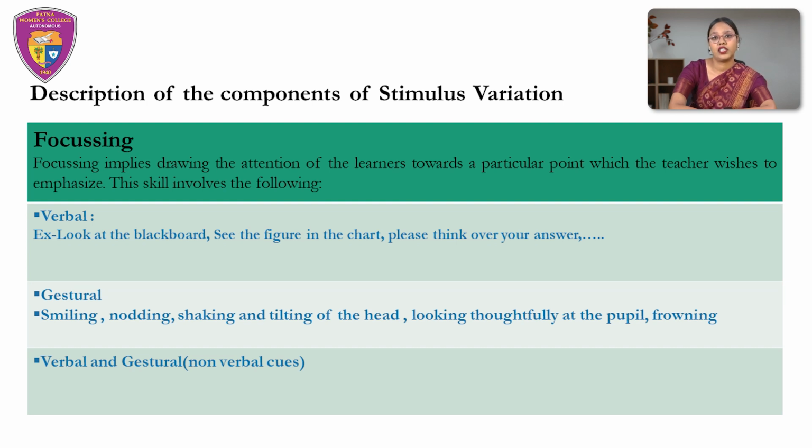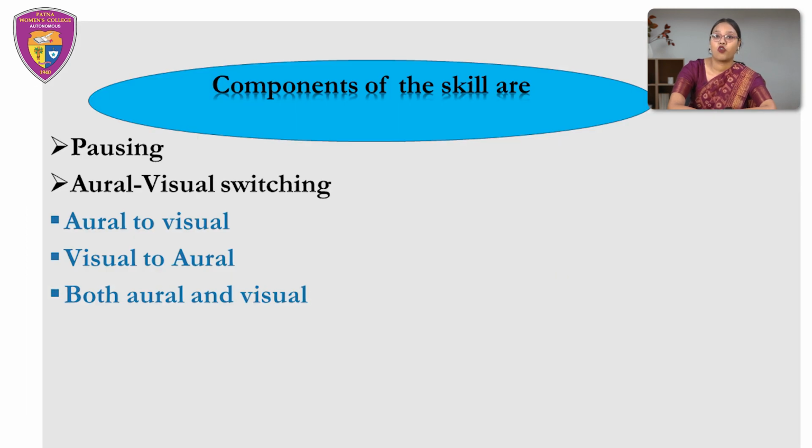There is a change in the sensory channel from listening, that is verbal speech, to looking, that is visual display. From writing it down to demonstrating will help in maintaining the level of attention and motivation of the students. The next components are pausing and oral visual switching. Pausing refers to behavior related to introducing silence during speaking. A pause of 3 seconds is regarded as quite effective in securing and sustaining pupils' attention.